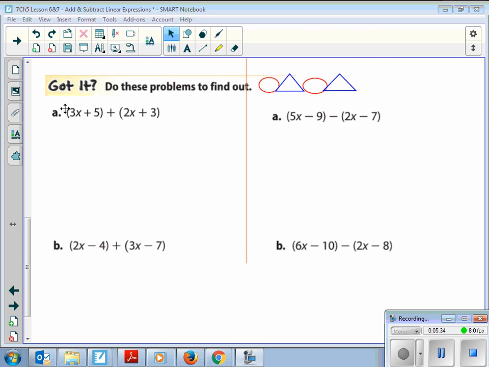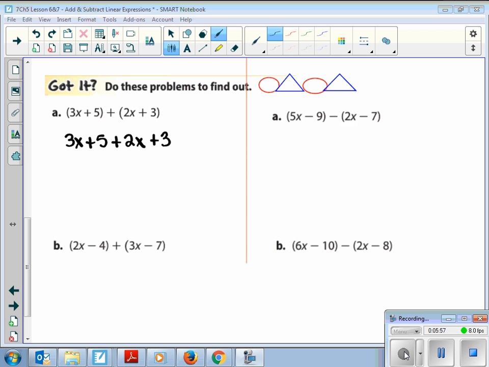So for the Got It's, let's look at example A. Problem A. We have the quantity of 3x plus 5 plus the quantity 2x plus 3. Now here, it's all addition, right? So that means that I can go ahead and take the parentheses away. Okay? So when I rewrite this, we end up with 3x plus 5 plus 2x plus 3.